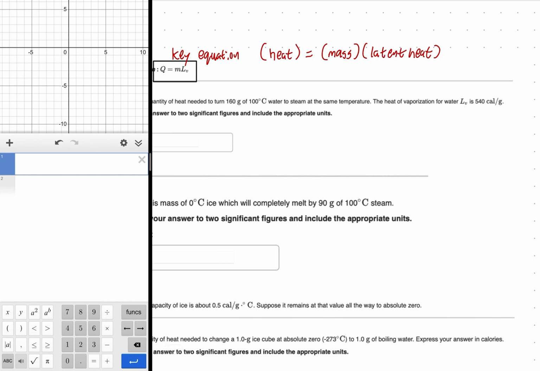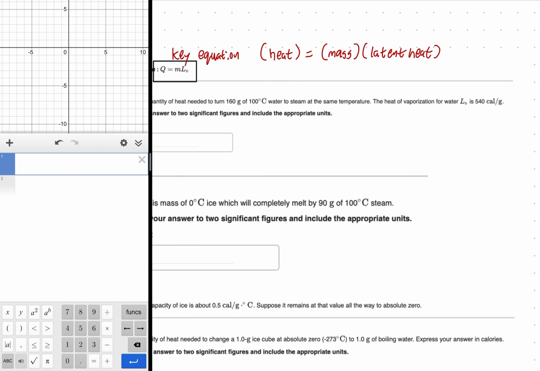So glass has a certain latent heat when it changes from a solid to a liquid. Water has a certain latent heat when it changes from a solid to a liquid, from ice to water. And it has a different latent heat when it changes from a liquid to a gas, so in the case of water, from liquid water to water vapor. So there's always two latent heats for every substance.